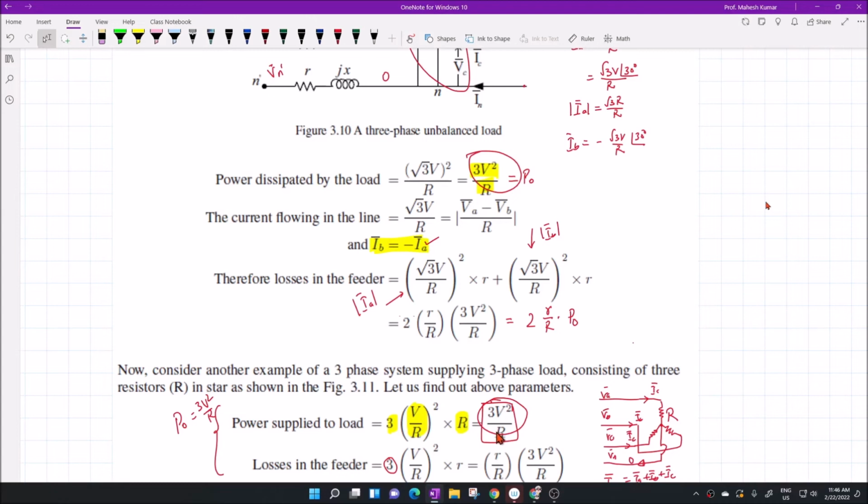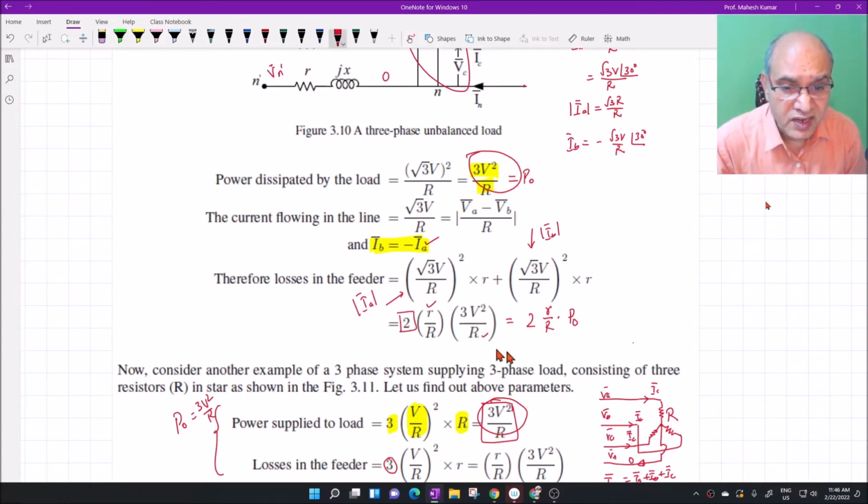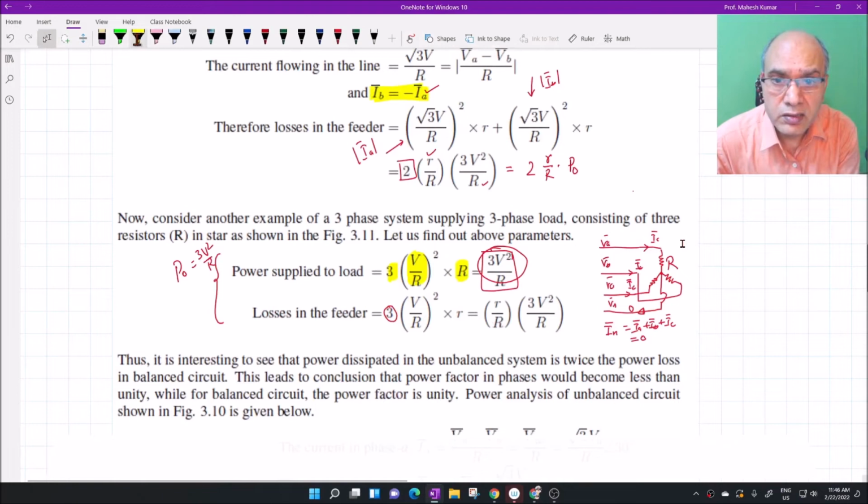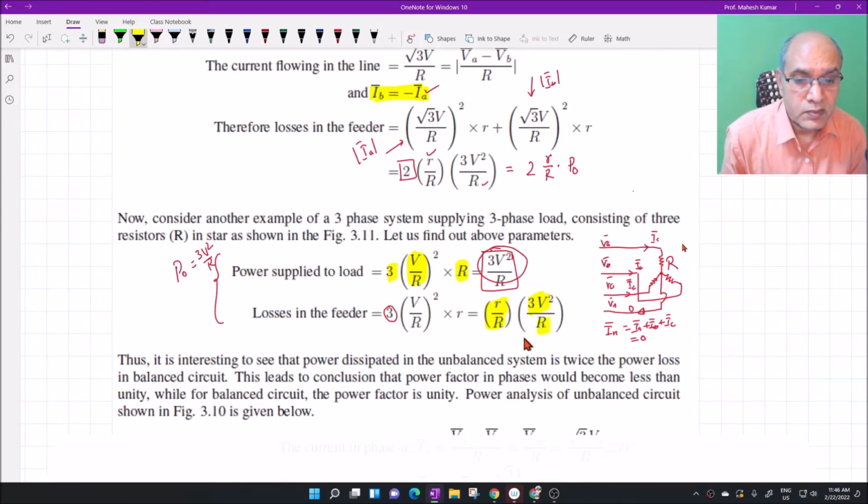But there is a big difference. The feeder losses here are twice R by R, 3B square by R, and here the feeder losses are only R by R, 3B square by R. It means that the losses are 50% less than that of the unbalanced 3-phase system for the same output power.